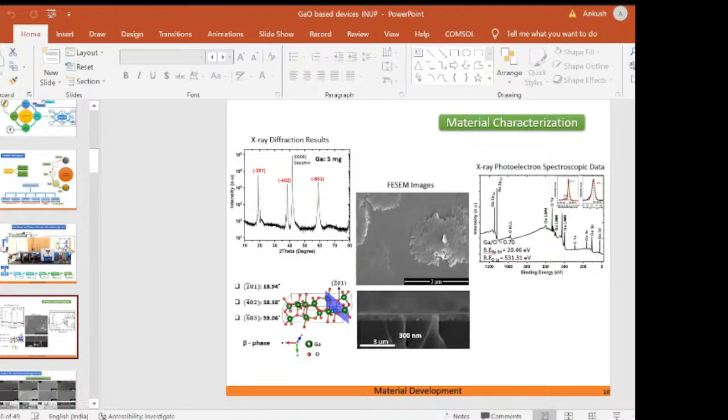The next question, asked by Dr. Venkaya, is if you can please elaborate the simulation model for the photodetectors.